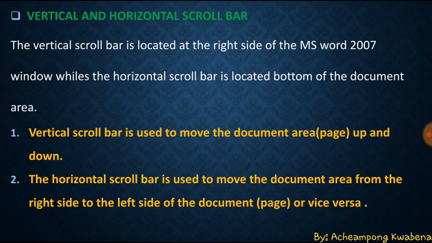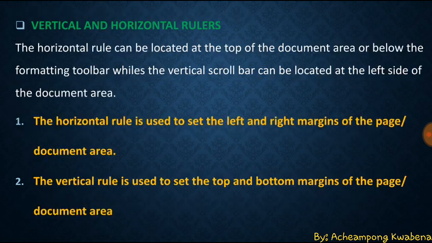So the function of the vertical scroll bar is to move the page, that's the working area, up and down in order to view the content if some are hidden. Then the horizontal one is used to move the document area either from the right side to the left side or from the left side to the right side in order to view other content within the document area.